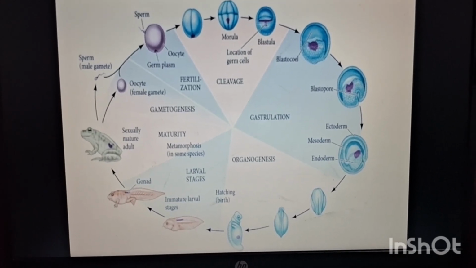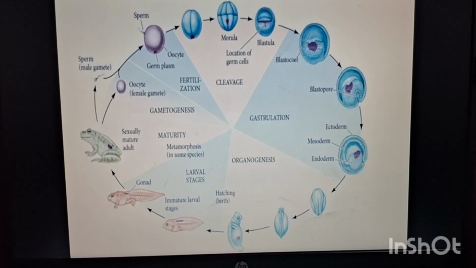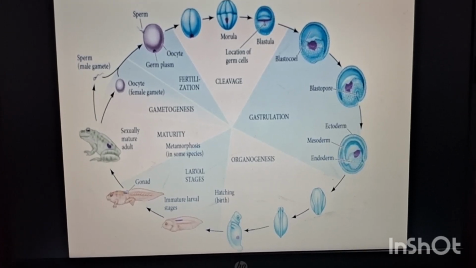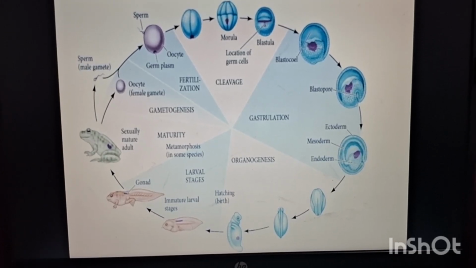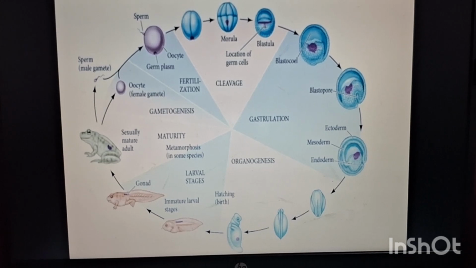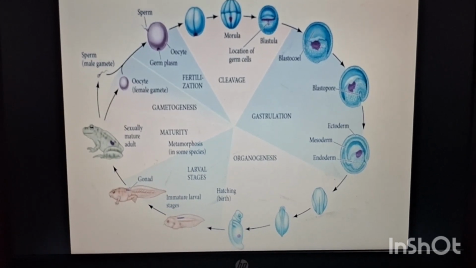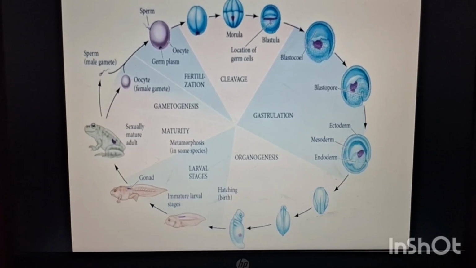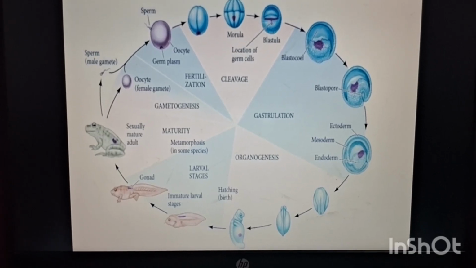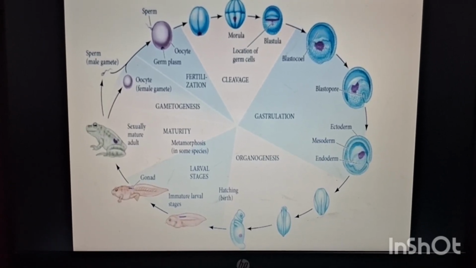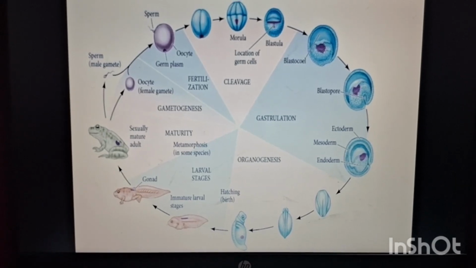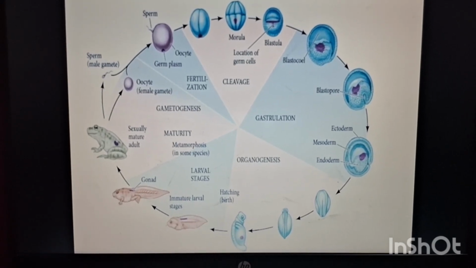Here, what is the blastocoel? The fluid-filled central cavity located inside the blastula is called the blastocoel. And what is the blastopore or function of the blastopore? The external opening of the primitive gut that forms during the gastrula stage of embryonic development is called the blastopore. Now the topic has ended.